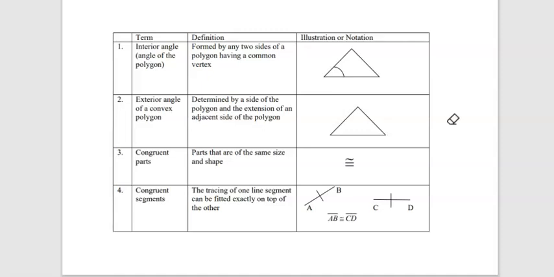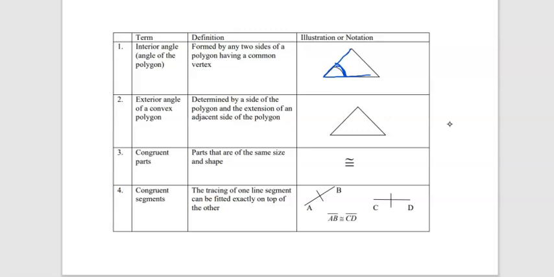So first definition, an interior angle, an angle of the polygon. It's formed by any 2 sides of the polygon having a common vertex. And so it's basically any angle that's on the interior of the polygon. So notice this angle here. When the sides of the angle are also sides of the polygon, it creates an angle that's within the interior of the polygon.